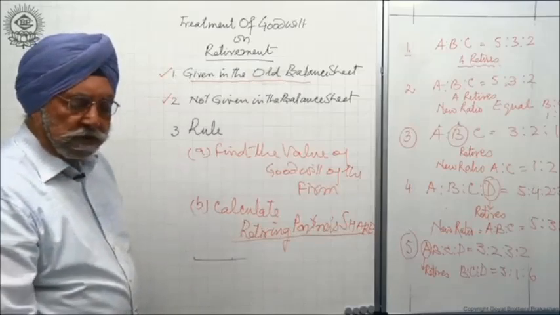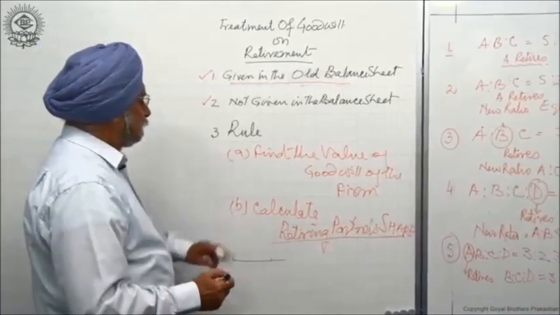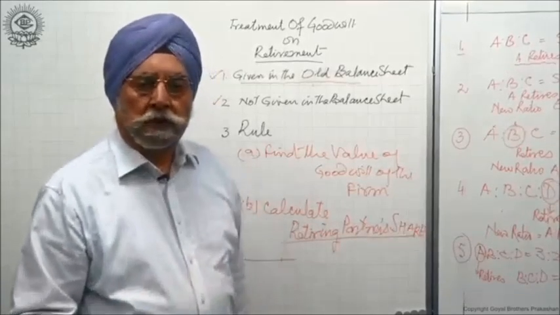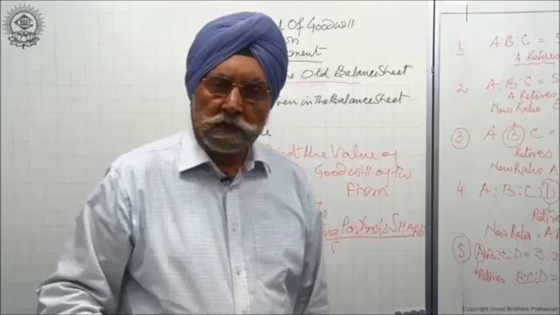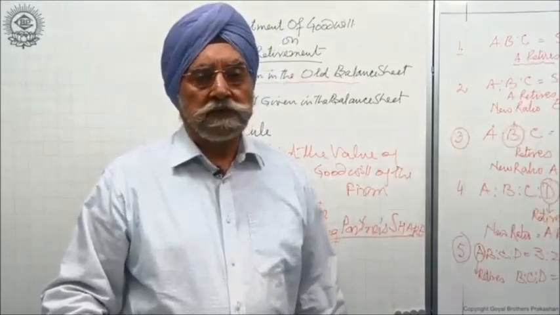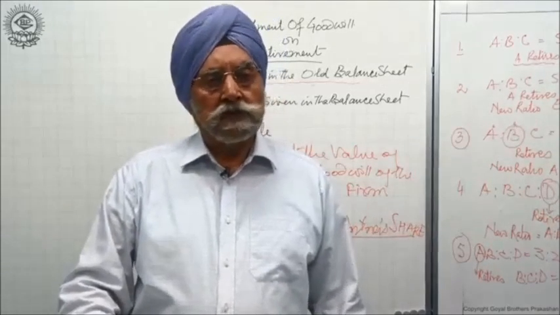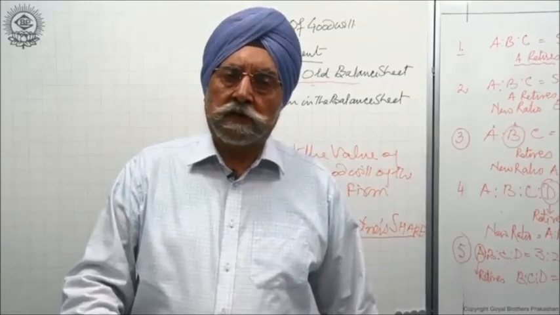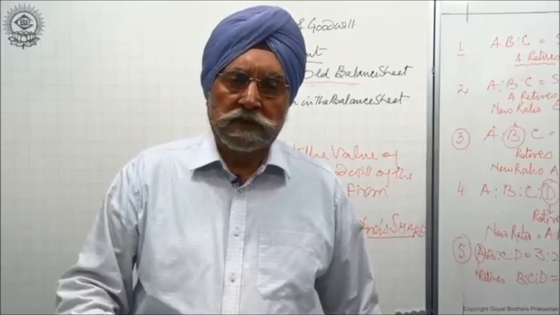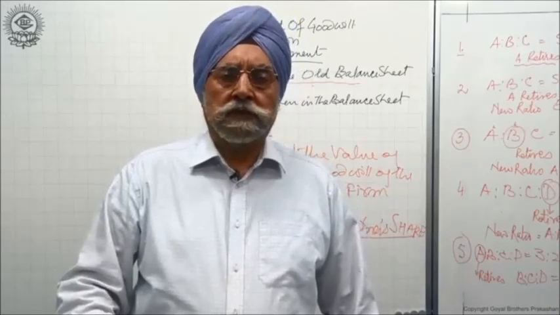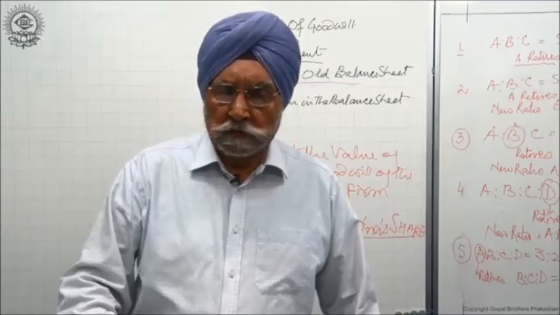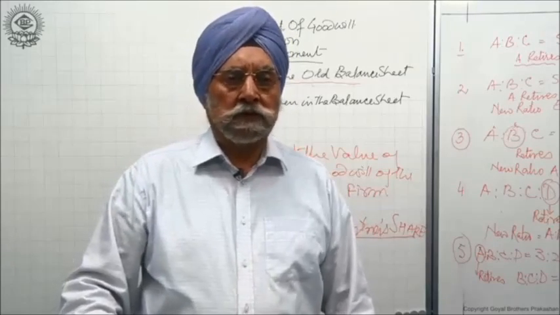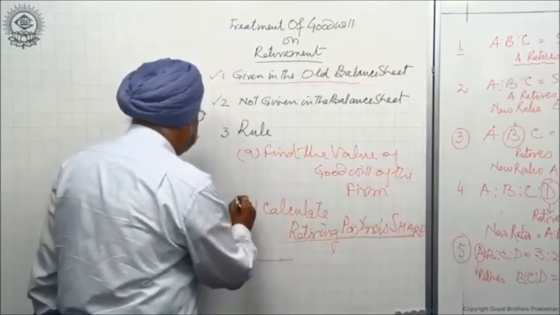Calculate retiring partner's share. This share will be paid to the retiring partner. Find out the total value of the goodwill of the firm. If it is given, it is fine. If it is to be calculated as indicated in the question, do that, and then find out what is the share of the retiring partner. Whatever his share, if it is 1/6 of the total goodwill, 1/5 of the total goodwill, 2/3 of the total goodwill, you will find out the share of them.